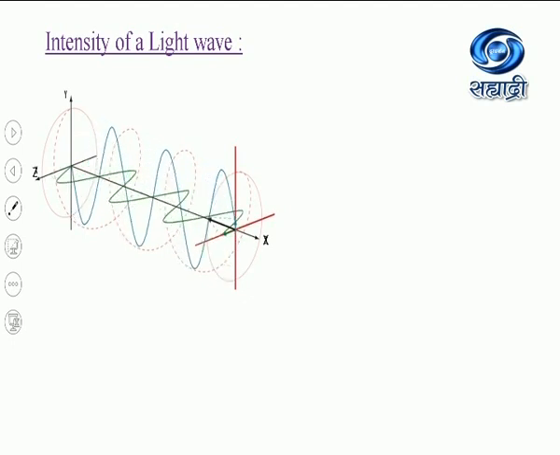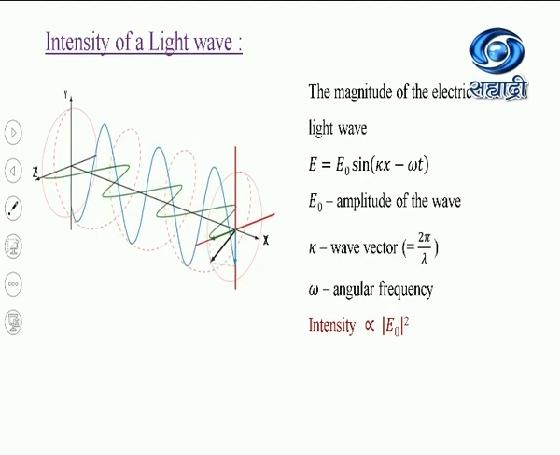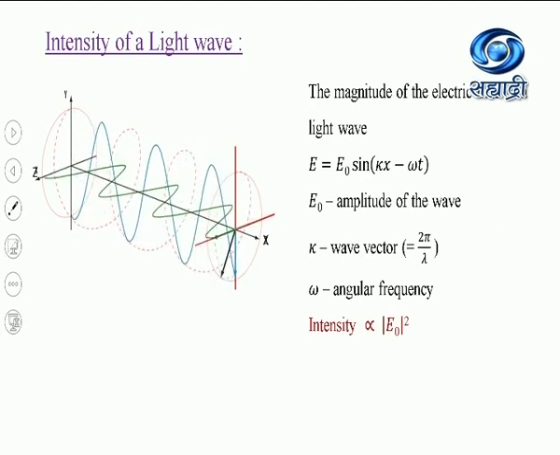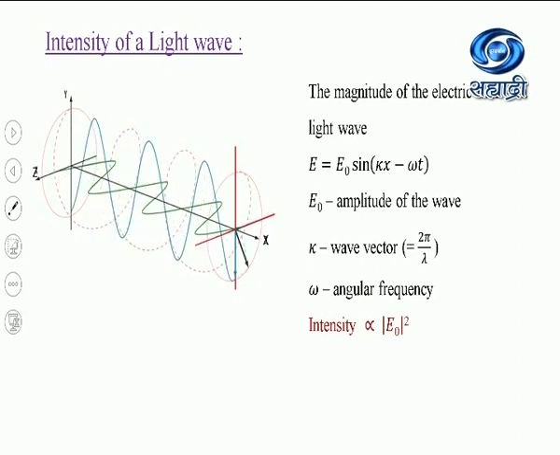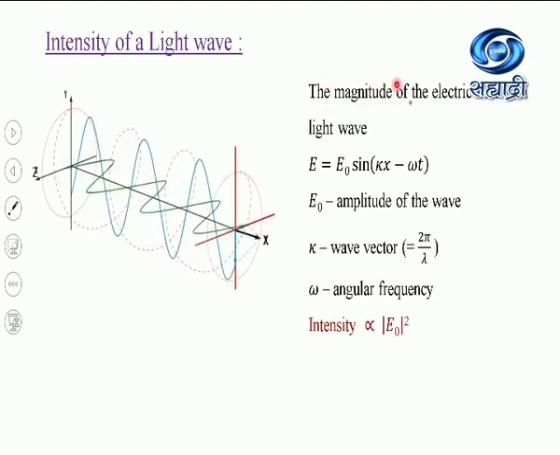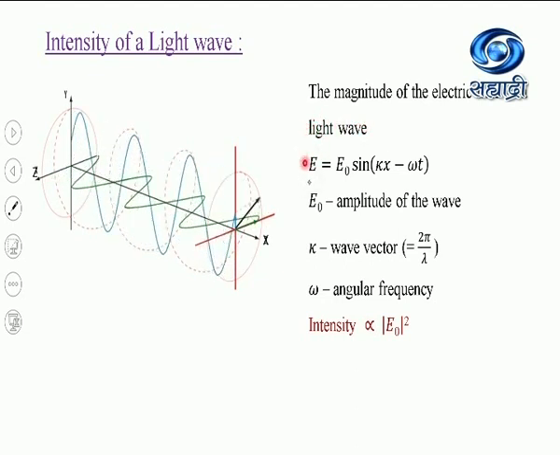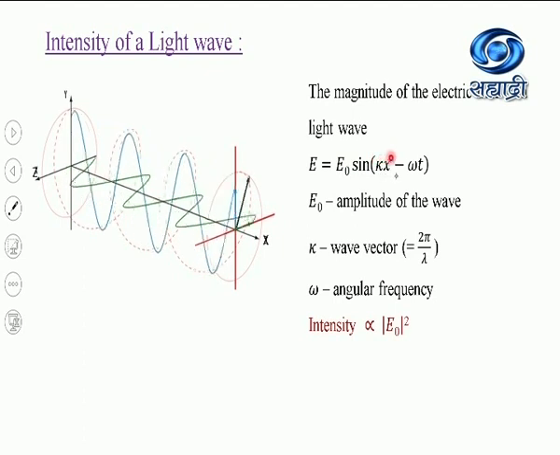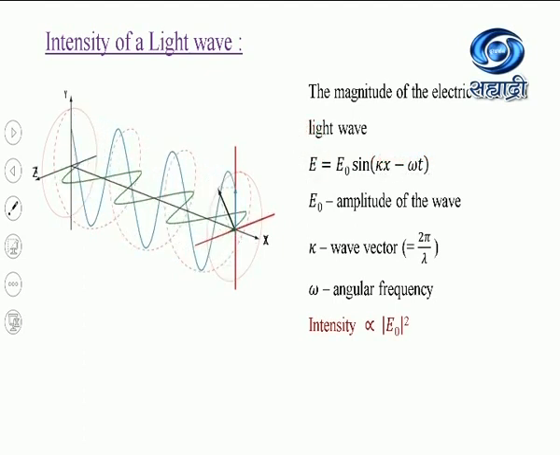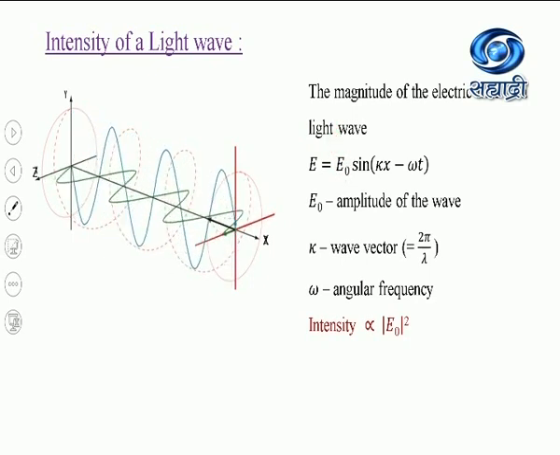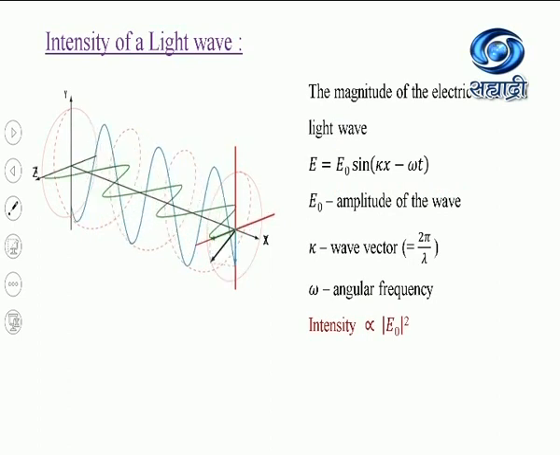But for this wave, how do we write the intensity of the wave? Generally, the light wave is expressed in terms of its electric field vector. So the magnitude of the electric field of a light wave is written as E is equal to E naught sine kx minus omega t, where E is the magnitude of the electric field, E naught is the amplitude of that electric field or amplitude of the wave.